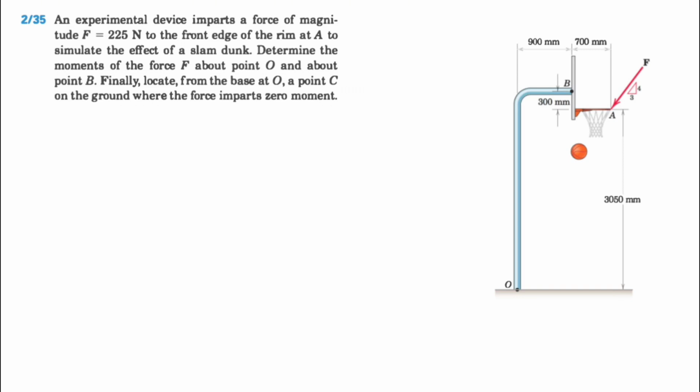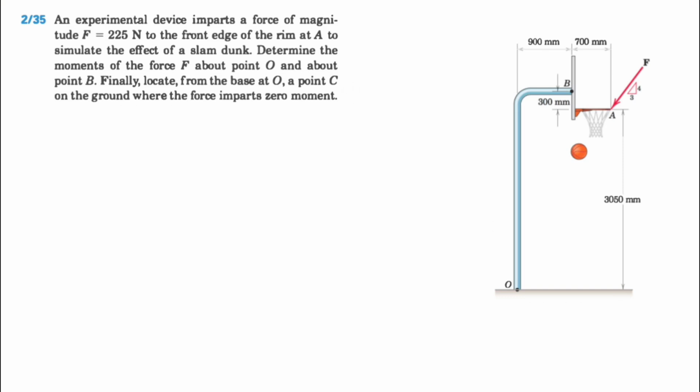We're going to be solving question 35 from the second chapter of the Meriam textbook. We have an experimental device that imparts a force F, which is 225 newtons, to the front edge of the rim at point A to simulate the effect of a slam dunk. We need to determine the moments of the force F about point O and about point B. In the second part of the question, we have to locate, from the base at O, point C on the ground where the force imparts zero moment.